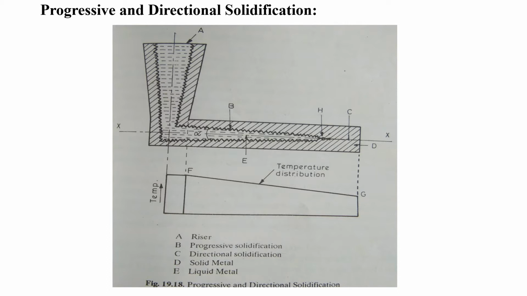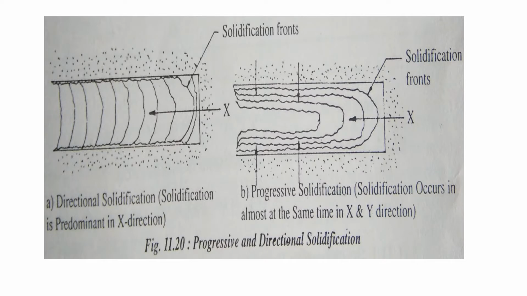Next, this is directional solidification in the X direction, and progressive solidification in the X and Y direction. There are two figures you can see, showing progressive and directional solidification. You can see this figure, the surrounding of this x-axis point here.